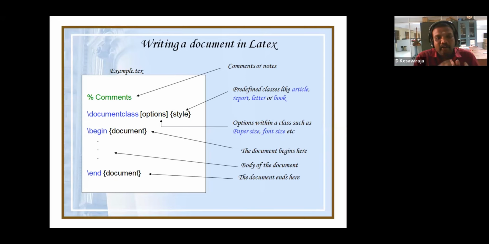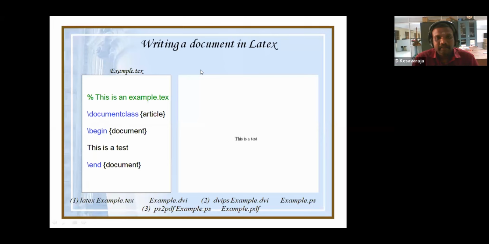The document begins with the statement \begin{document} and ends with the statement \end{document}. Each and every document starts with begin document and ends with end document. Then this is the first example. Each LaTeX file is saved with the extension .tex, for example example.tex. The entire LaTeX programming is called text programming.